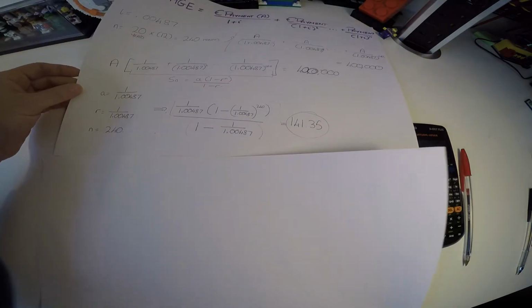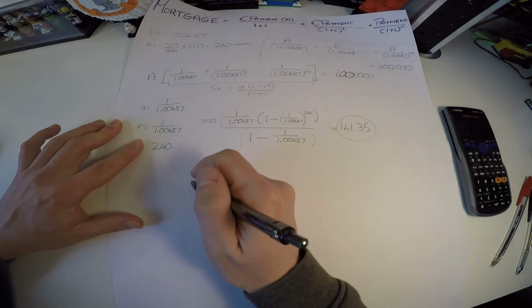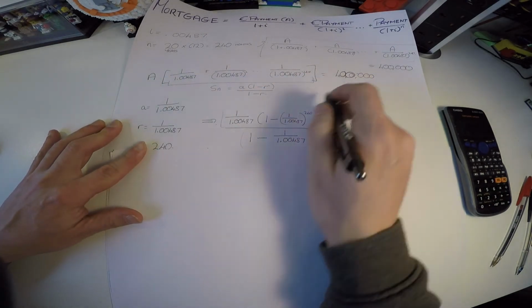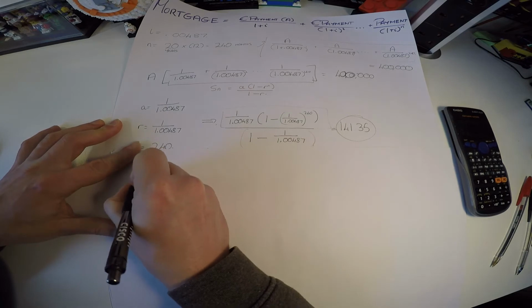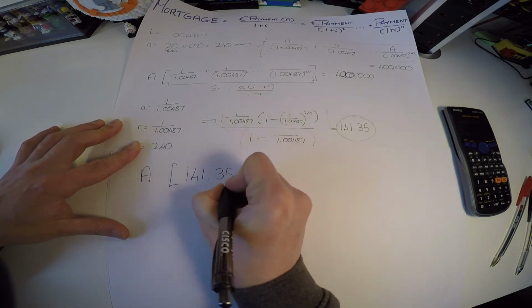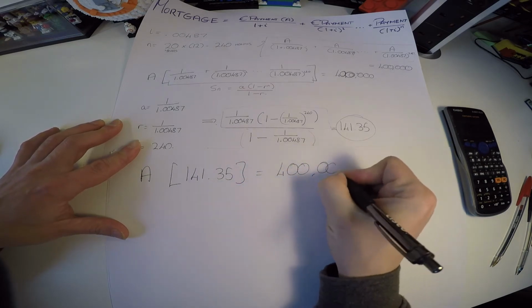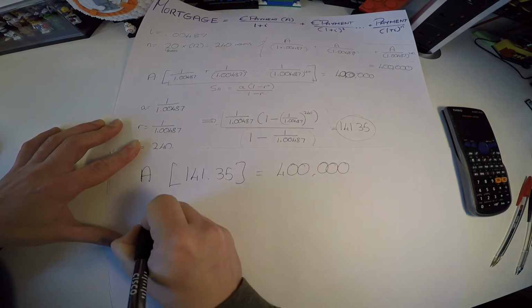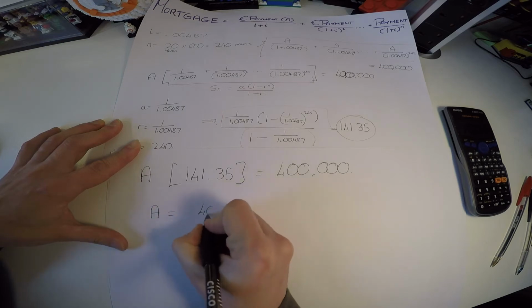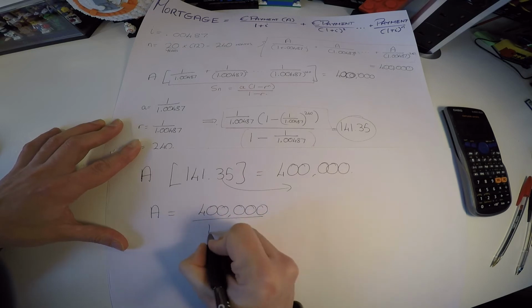Where am I down to now? Well, essentially I'm down to this. I look at this equation here. I now, instead of having a times all this stuff equal to 400,000, I have a times now 141.35 equals 400,000, and that means a must be equal to 400,000, this guy coming under.